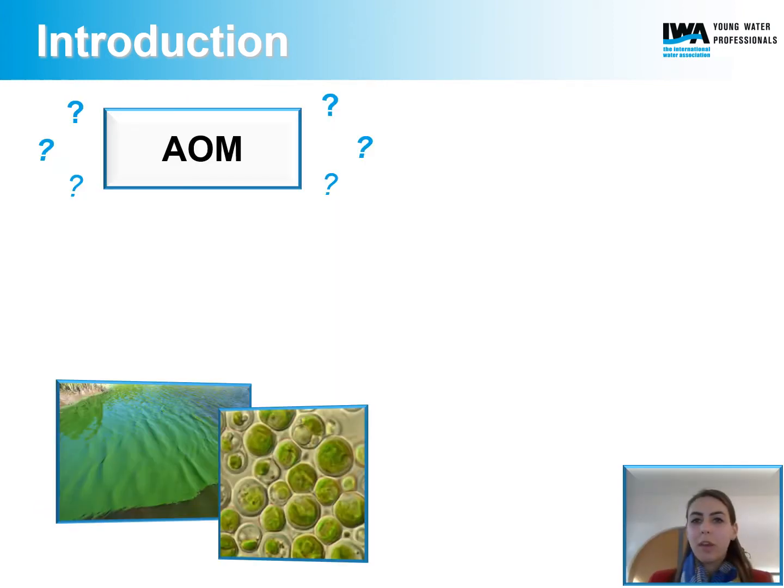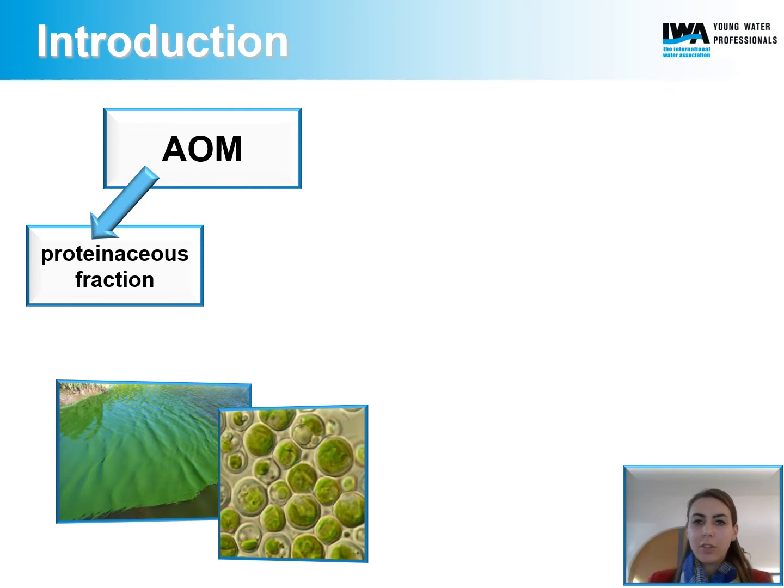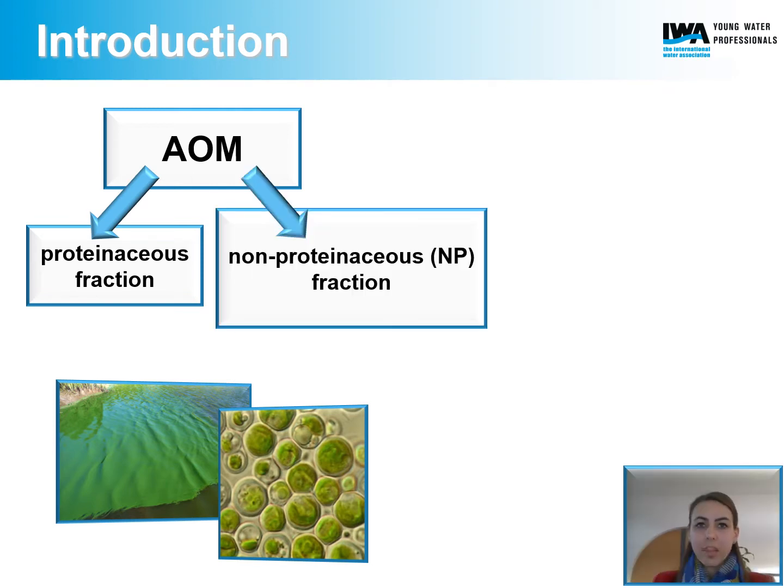The composition of AOM is very diverse, but most often contains proteinaceous and non-proteinaceous fraction, which can be up to 80% of AOM. And with an increasing portion of non-proteinaceous fraction of AOM, our problems with water quality also grow, because the removal efficiency of non-proteinaceous fraction is only up to 25% compared to the proteinaceous fraction, which can be up to 82%.